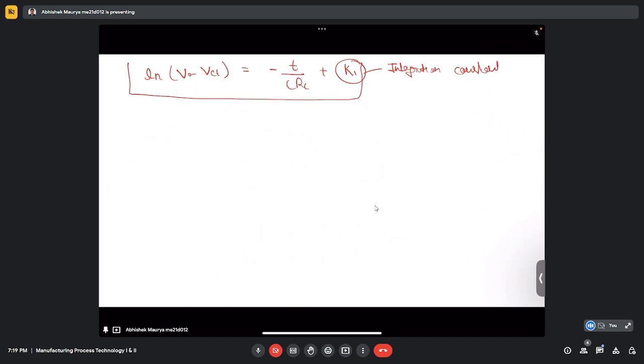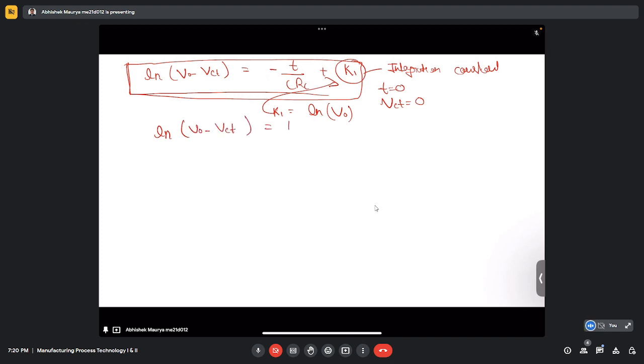So after integrating this earlier equation, the last one, we got this equation. But here we don't know what K1 is. So in order to find K1, we use a known boundary condition. We know at time t equal to 0, there was no charge in the condenser, therefore VCT was 0. So if you use this condition, you get K1 equals ln V0. And if you back substitute it here, we will get an equation something like this. Ln of V0 minus VCT is equal to minus T by CRC plus ln of V0.